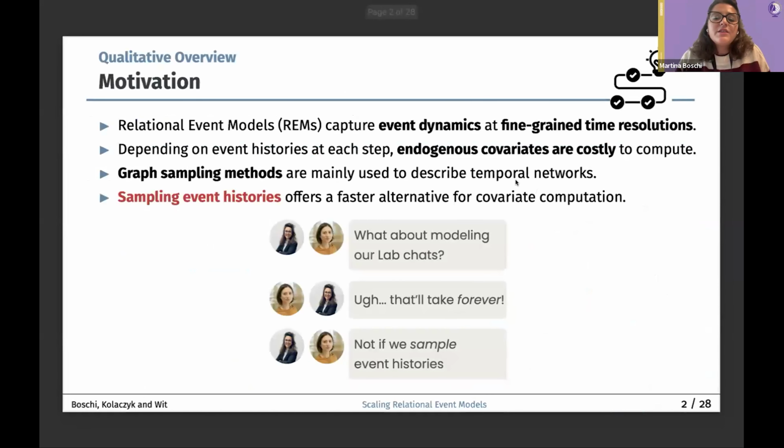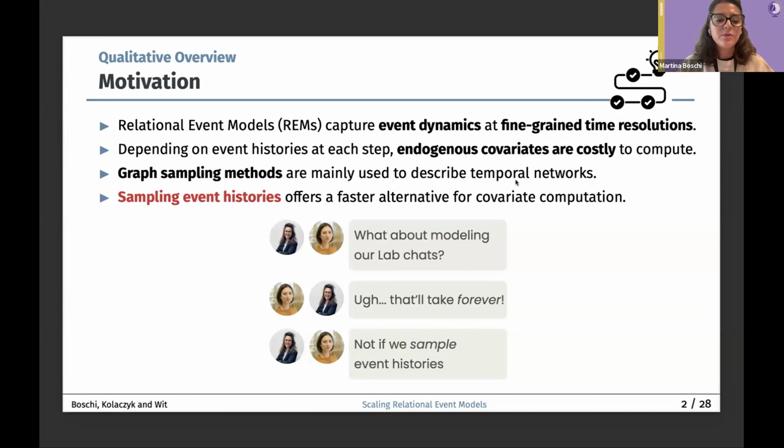So, in this session, we are going to speak a lot about relational event models. Relational event models are statistical models that we employ in order to explain the dynamics underlying event occurrences. And usually what we do is to explain events as the result of some endogenous mechanisms. However, endogenous covariates are very costly to compute.